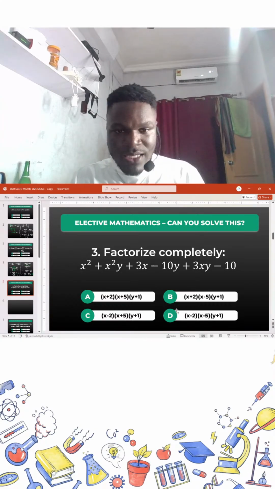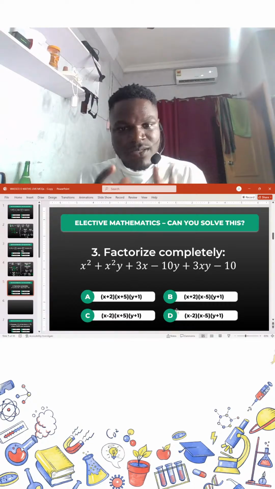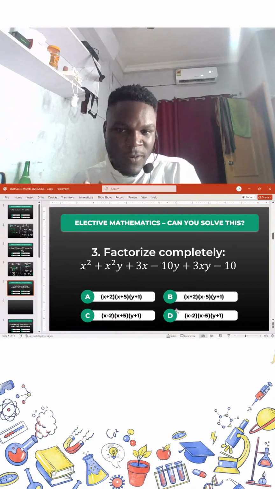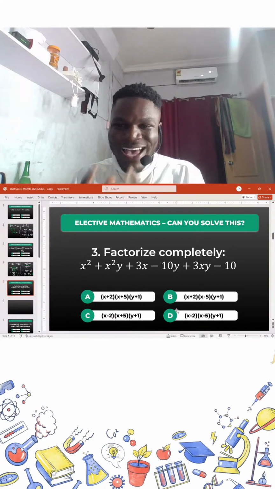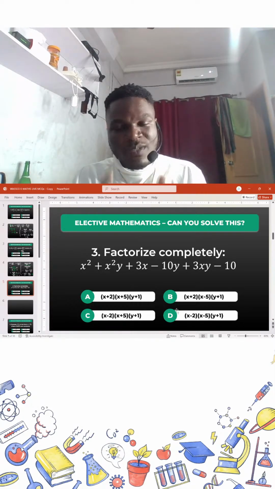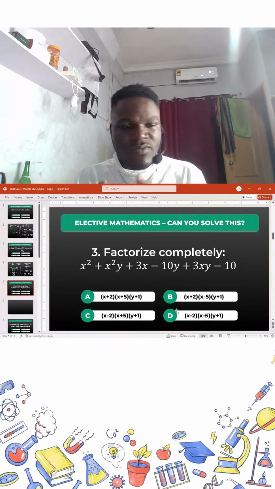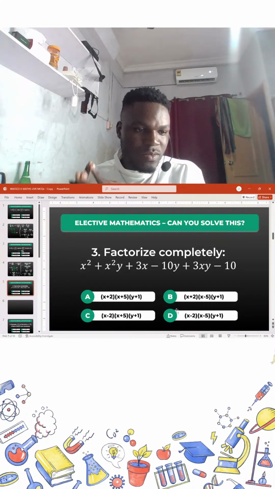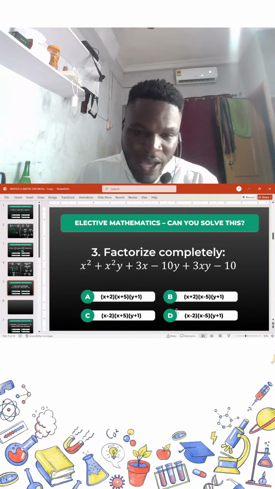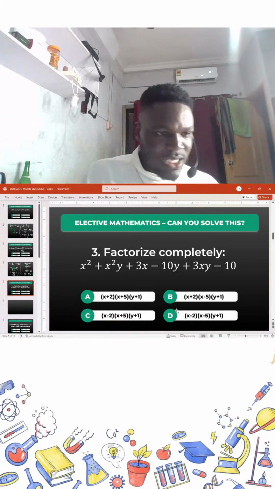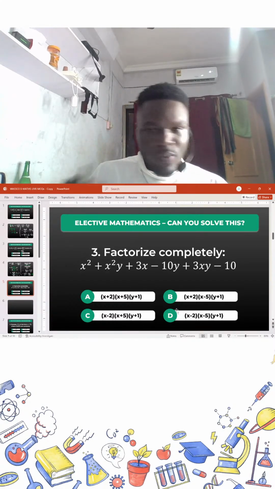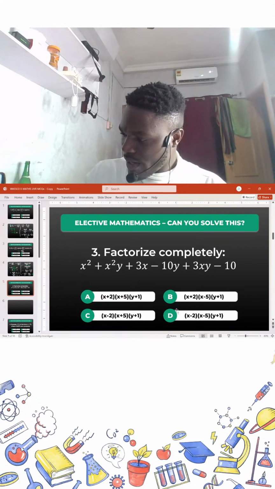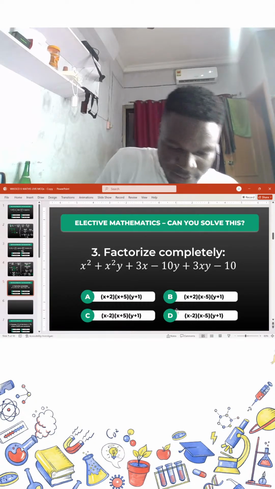And so we have the possible answers. Option A, we have into bracket x plus 2, x plus 5, y plus 1. Option B, we have x plus 2, x minus 5, y plus 1. Option C, we have x minus 2, x plus 5, y plus 1. And then option D, we have x minus 2, x minus 5, y plus 1. So these are the possible options that we have. And that is the question. So guys, I'm giving us 2 minutes. Let's solve this problem and then we look at it together. Are we okay? All right, so let's go ahead.